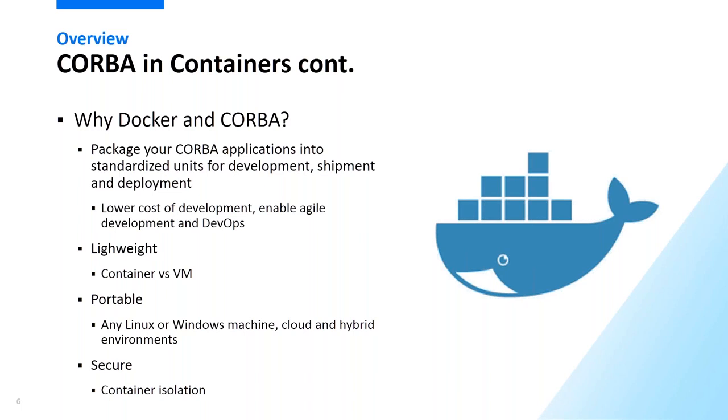Containers are lightweight compared to virtual machines. They're less resource hungry, they require less memory and storage, and they can spin up much faster than VMs. Containers are portable. You can spin up a container from a Docker image on any Linux or Windows machine. You can deploy Docker to cloud or hybrid environments with ease. And containers are secure. This is essentially achieved through container isolation. Your application's compute, storage, and networking resources are sandboxed and isolated inside a container.